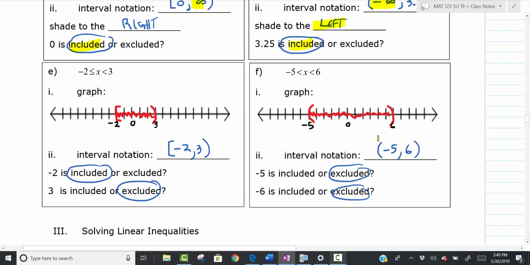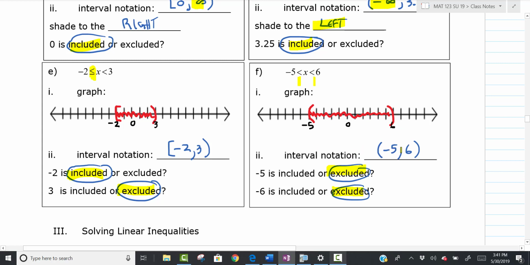Okay, and then the last 2 are the ones that are in between. So this is shade in between -2 and 3. Have a bracket to include -2 because of the equal to sign. And then exclude the 3 because it doesn't have an equal to sign. And then your interval notation, just like the number line, bracket -2, comma, ends at 3. Start, finish. Okay, same idea here. -5 to 6, they don't have equal to signs. That's why I use parentheses, excluding both endpoints. And then the interval notation is -5 to 6.